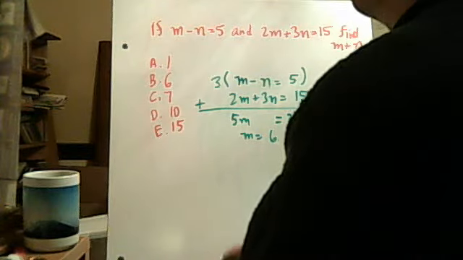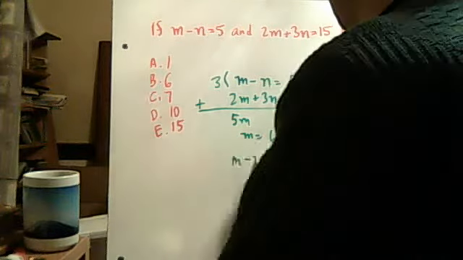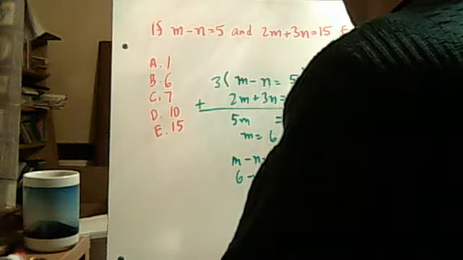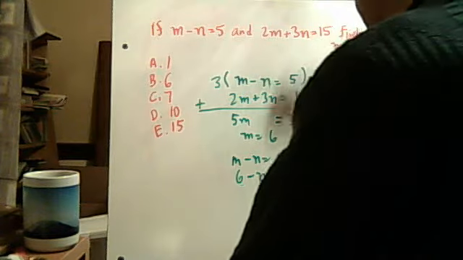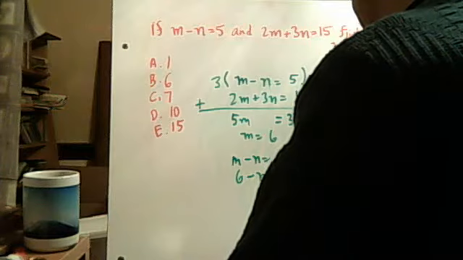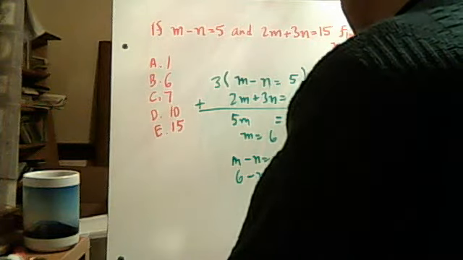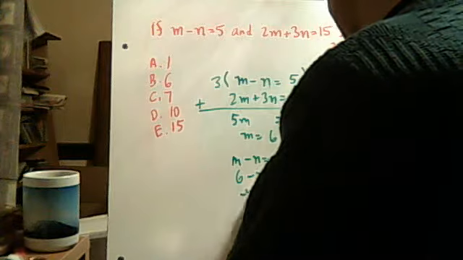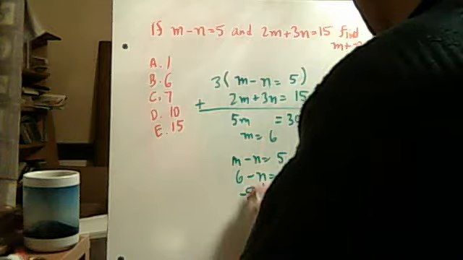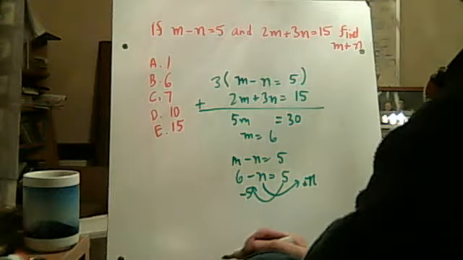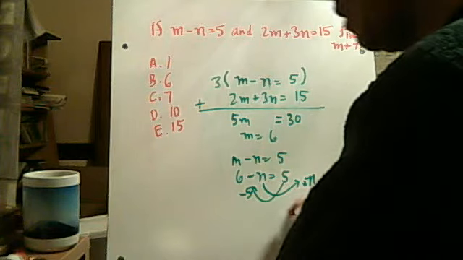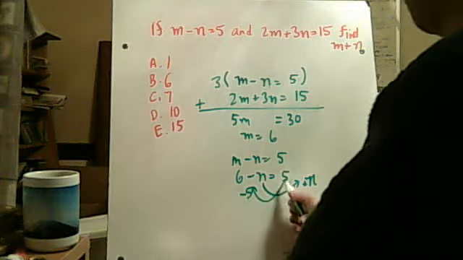Okay? And since m minus n equals 5, that means 6 minus n equals 5. And that means I'll just do this. I take n, I bring it to this side where it becomes positive n. I take the 5, I bring that to the other side where it becomes negative 5. That's just how numbers work on equations. You basically can think of that as subtracting it from both sides, or in this one you add it to both sides. But the way I think about it is, I just move it across.